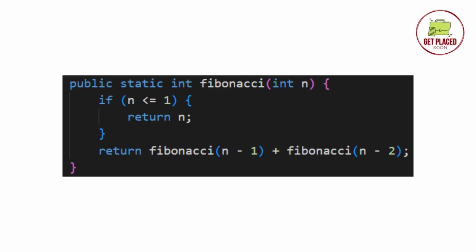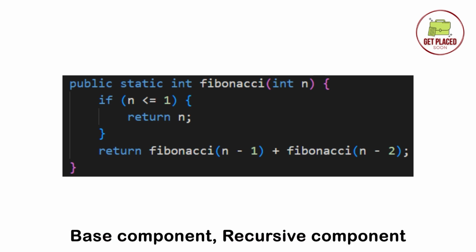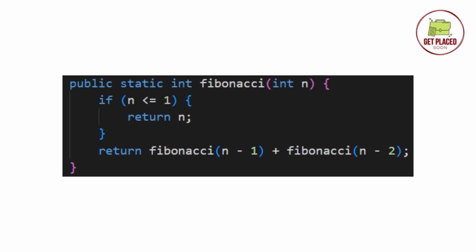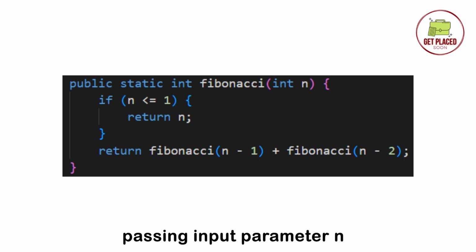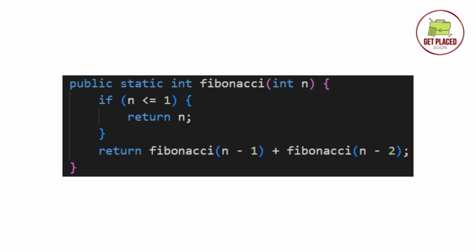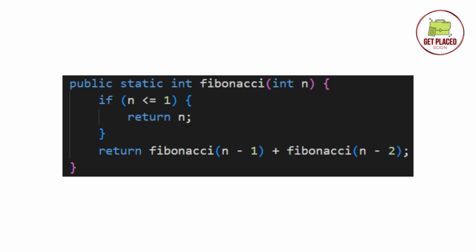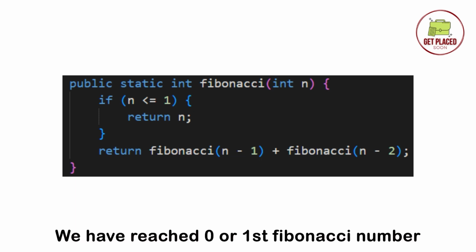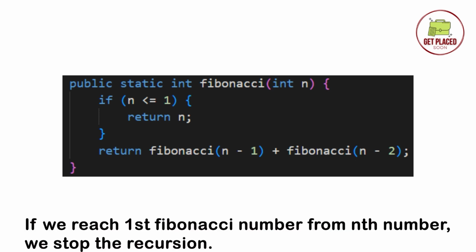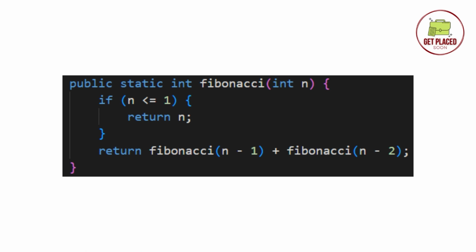As you already know, in recursion we have two components. One is the base component and the other is the recursive component. Here in the function Fibonacci, we are passing an input parameter n, where n represents some number, let's say like 10. In the base case, we define the condition: if n is less than or equal to 1. So it checks if the input n is less than or equal to 1. In this case, it means we have reached either 0 or the first Fibonacci number. So if we reach the first Fibonacci number from the nth number, from 10, we reach 0, then we will stop the recursion, or else we will continue the recursion, that is the recursive case.